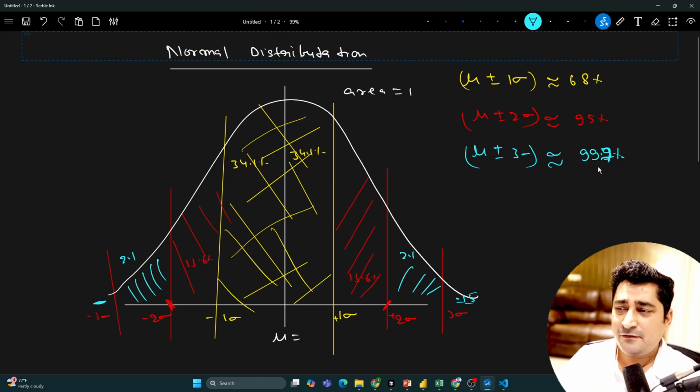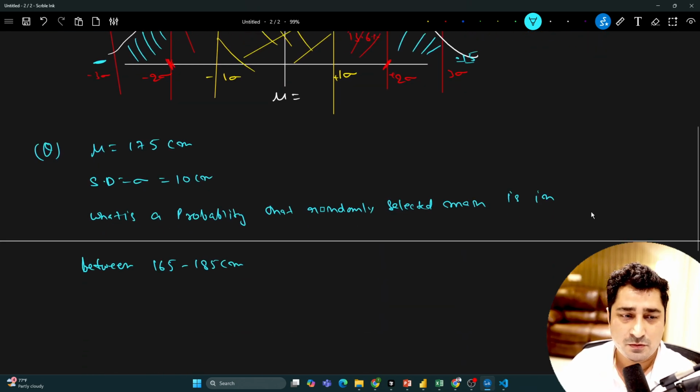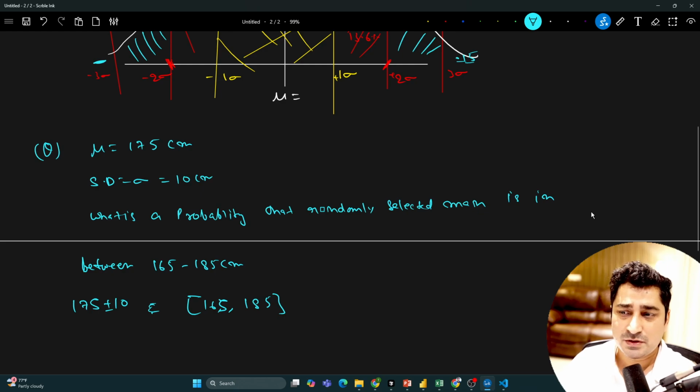Now, if I calculate within the first standard deviation, mu is given to me, so mu is 175 plus or minus 10 standard deviation. This gives me a range between 165 to 185. Within one standard deviation, I have done this calculation, 175 plus or minus 10, where 10 is one standard deviation. If I put 2 over here, 2 times 10, that would be 2 standard deviations. So I'm able to get my range, and that was part of the question: what is the probability that a randomly selected man is between 165 to 185?